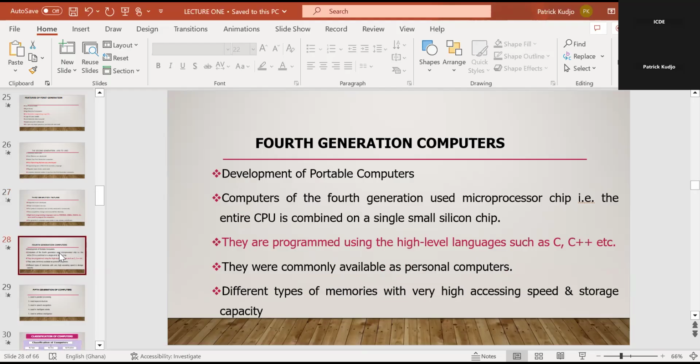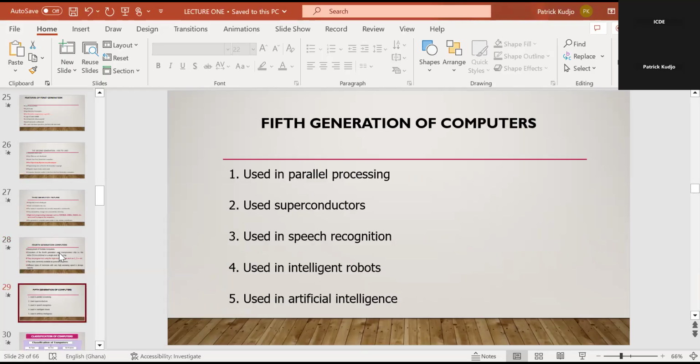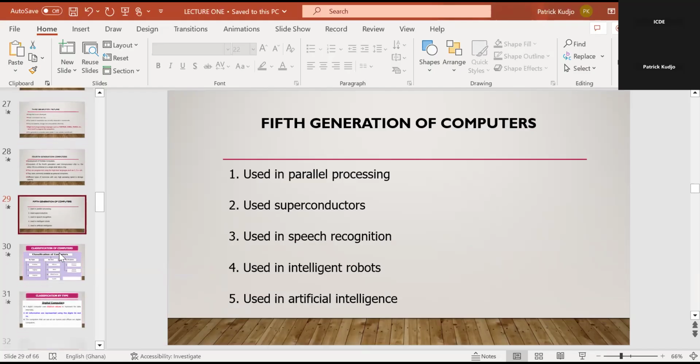We move to the fourth generation. Again, microprocessors and high-level languages, so these were getting closer. Talk about C, C++, and all that. Currently, we are in the era of what? Artificial intelligence. So robotics, machine learning, speech recognition, and all that.